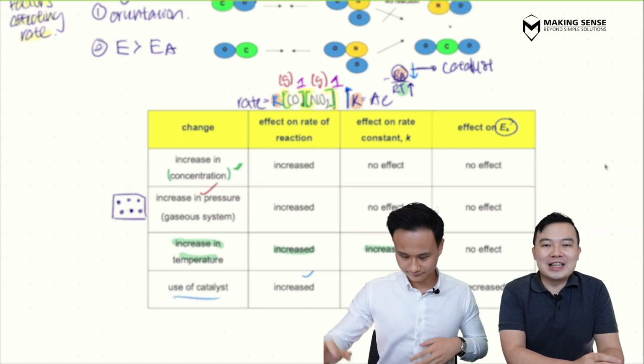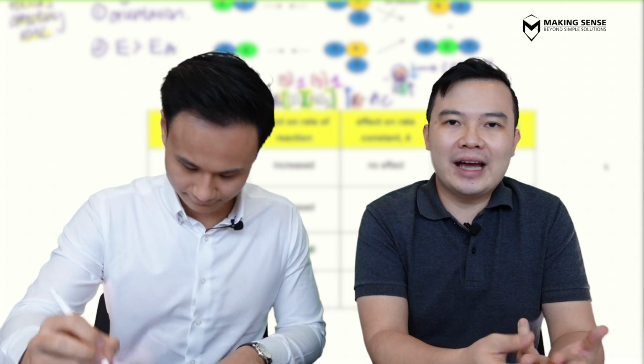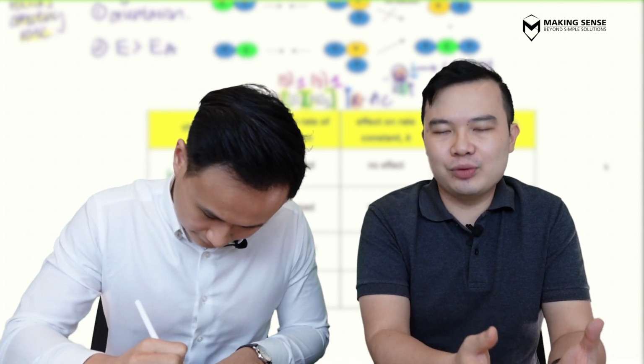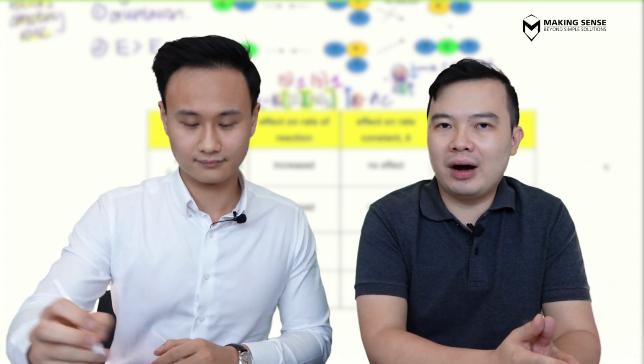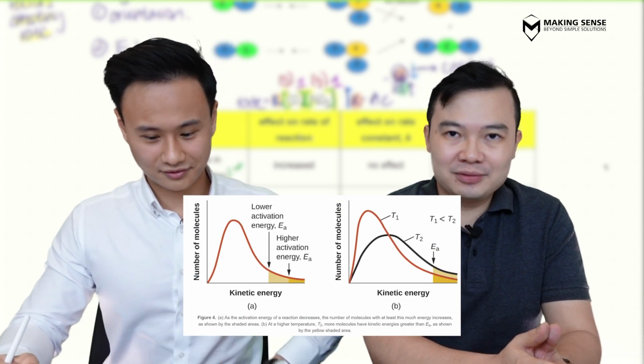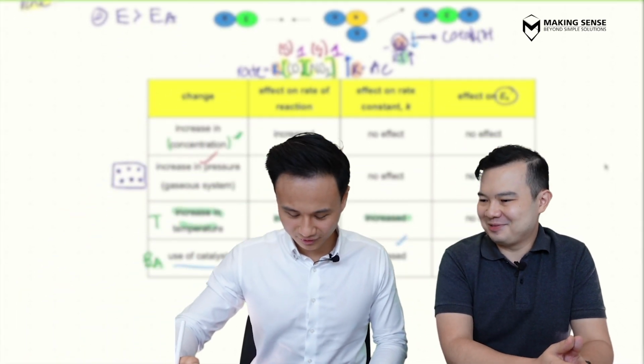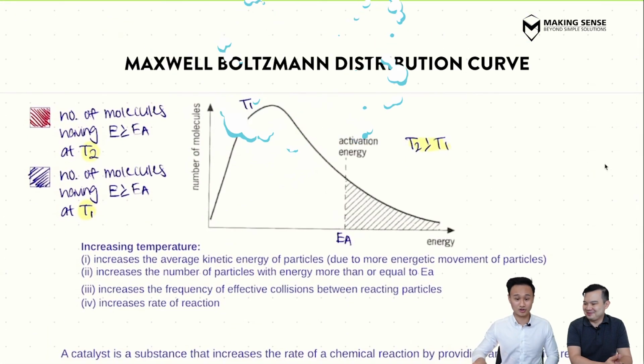Okay? So the last two factors, the change in temperature and the presence of a catalyst, one of the things that you must learn how to do is to explain how it affects the rate through the use of a Maxwell Boltzmann distribution curve. Wow, sounds complicated, right? Of course it is. So come, let's talk about it. This is a Maxwell Boltzmann curve.